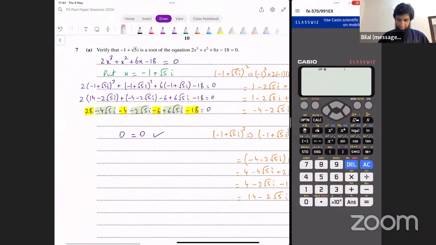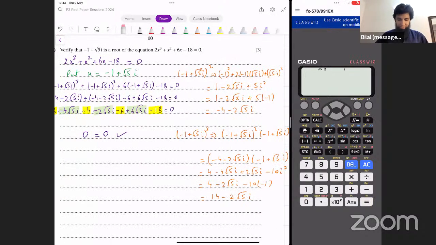And then I'm just going to try this. I've not tried this before. I think it works like this, but let me see. Minus 1 plus under root of 5 iota. Iota is on this button.